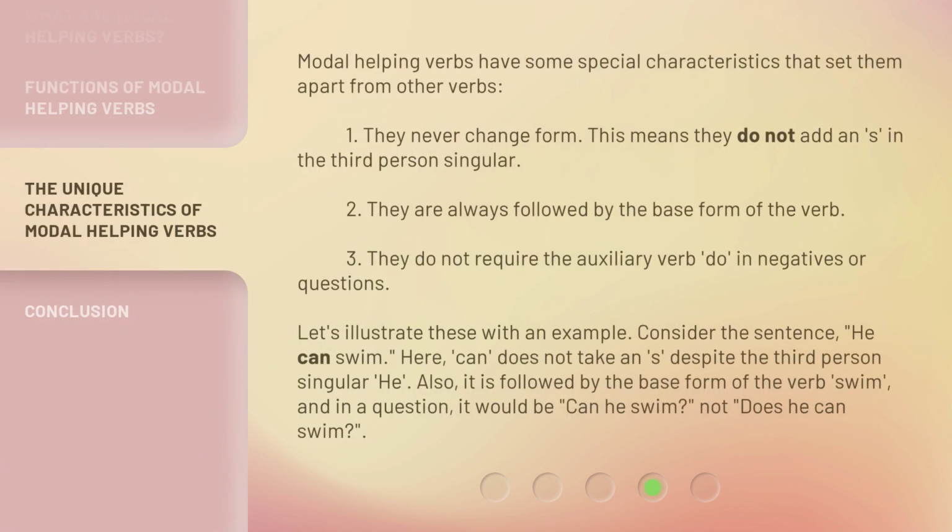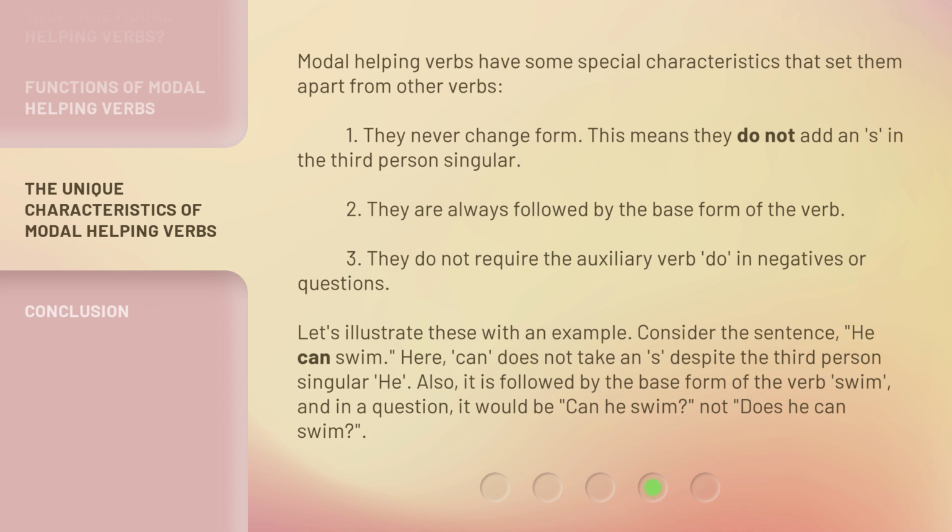Modal helping verbs have some special characteristics that set them apart from other verbs. 1. They never change form. This means they do not add an s in the third person singular. 2. They are always followed by the base form of the verb. 3. They do not require the auxiliary verb, do, in negatives or questions.